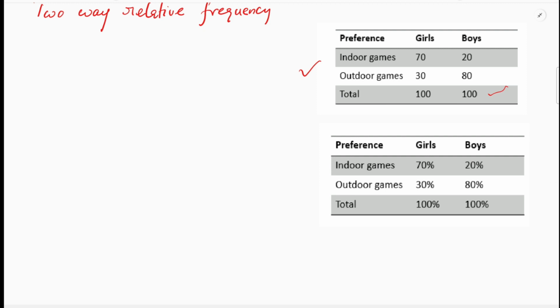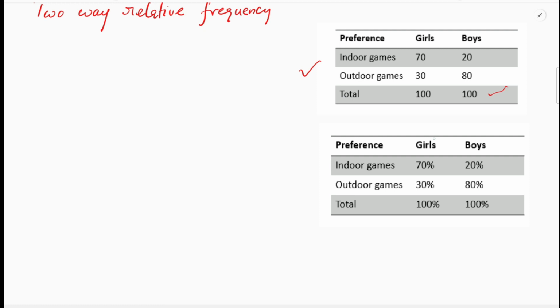Here, two-way relative frequency tables are helpful when there are different sample sizes in a data set. The percentage makes it easy to compare. To convert the two-way frequency table to a two-way relative frequency table is very simple: calculate the percentage.